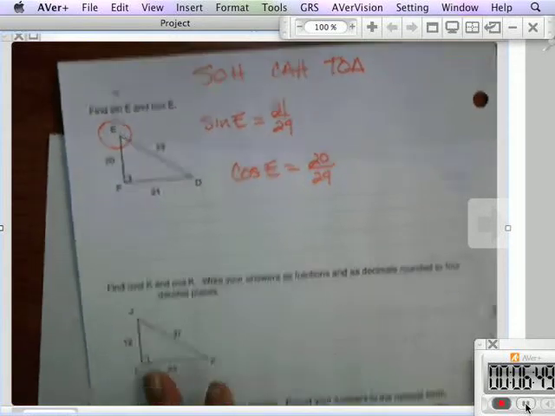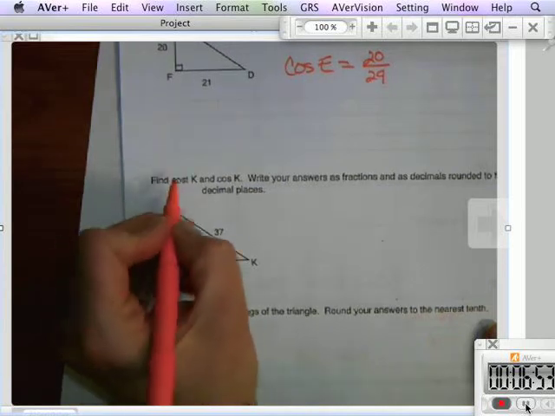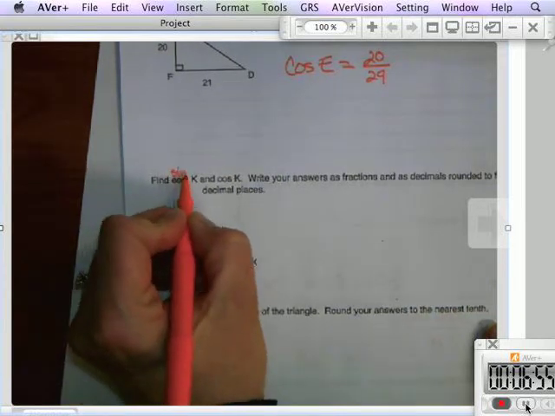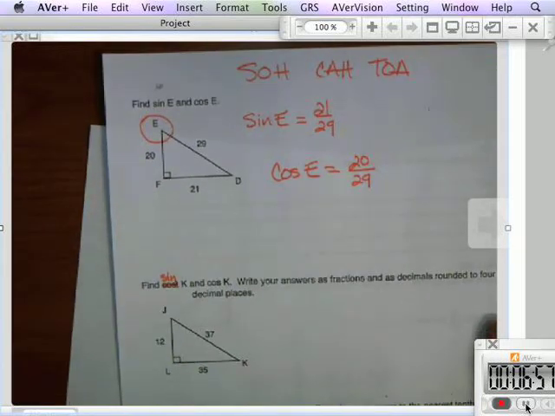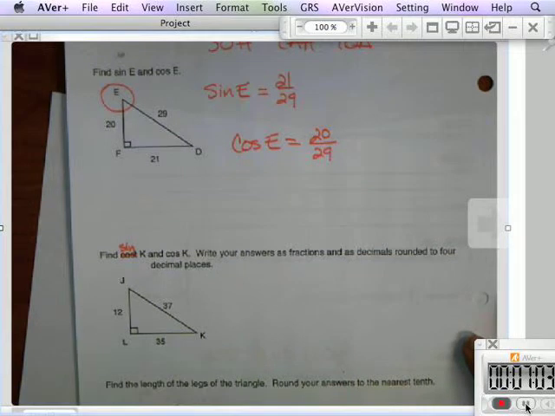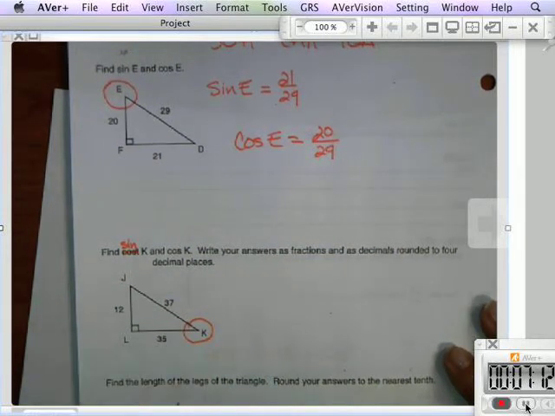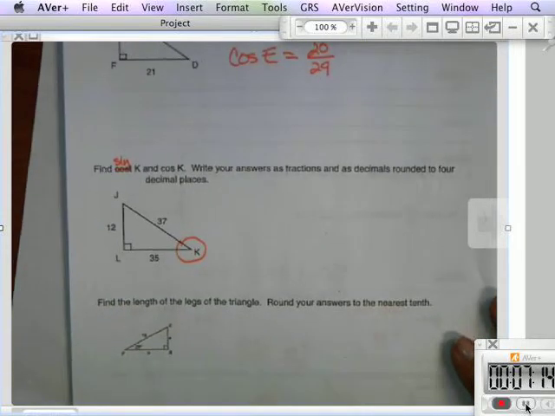Okay, let's do a little more. Find the cosine, and let's see, this is supposed to be sine here. I apologize. That's supposed to be sine, and cosine of k. Write your answers as fractions and as decimals rounded to 4 decimal places. So it's really the same thing we just did, except I'm working down here, the sine of k. So I'm working with that angle down there.